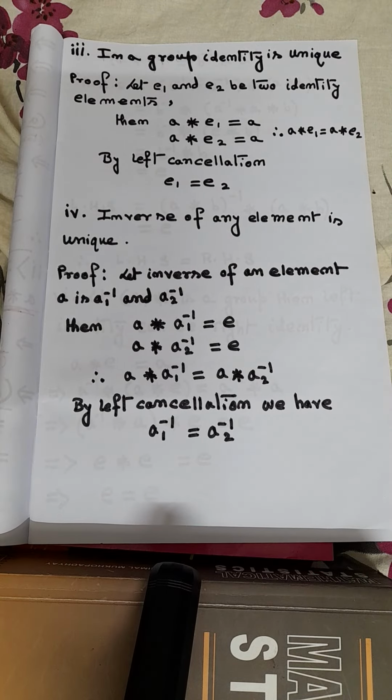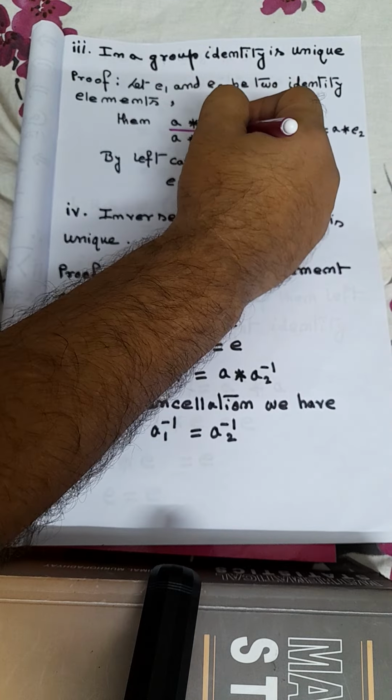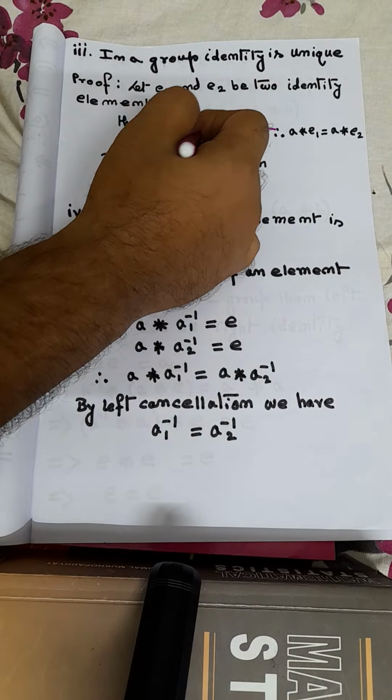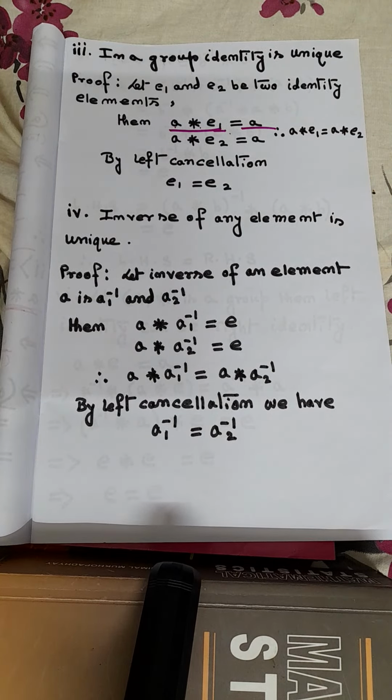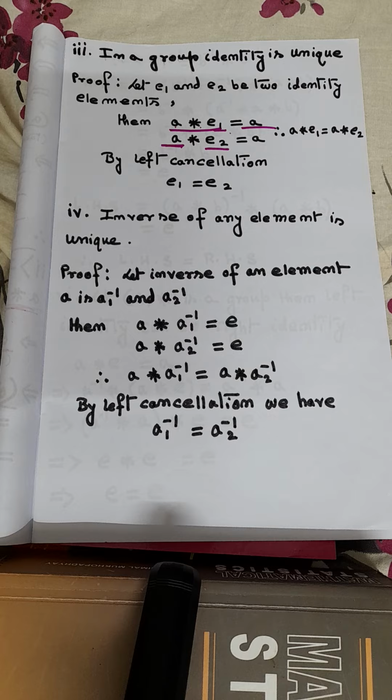Now, in a group, identity is unique. How can you prove that? Let e1 and e2 be two identity elements. Then a binary operation e1 will give us a, because if we do a binary operation of any element with the identity, we get the same element. And e2 is another identity, so if we do a binary operation with e2, then again we will get a.